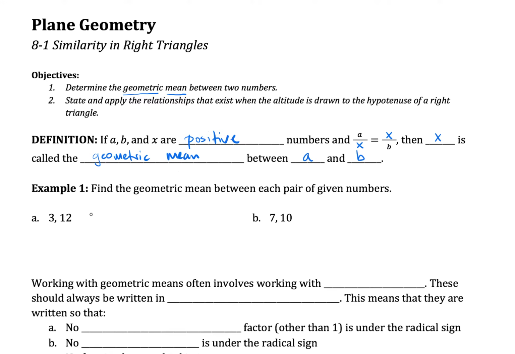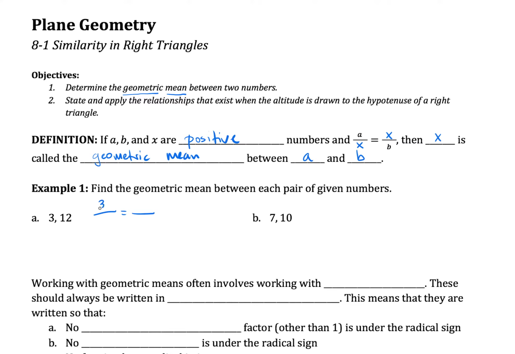And so, a couple examples down here where we are just going to use what we just learned about the geometric mean, and we're going to apply that. We're going to find the geometric mean between a pair of numbers. So the first pair is 3 and 12. To find the geometric mean, we're going to set up a proportion, kind of like what we see up here in the definition, where the numbers 3 and 12 are going to be our A and B, and then we're going to try and find what this x would be.